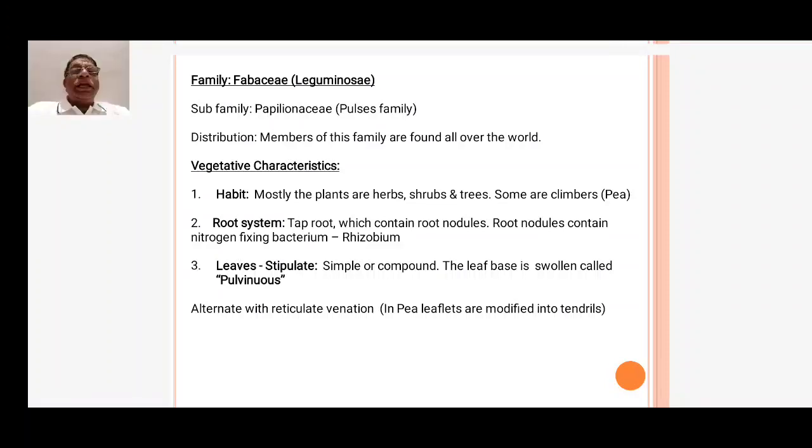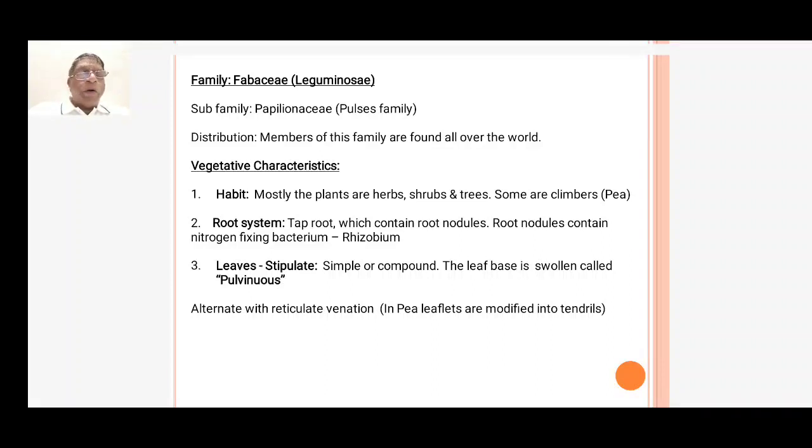ಅದಕ್ಕೋಸ್ಕರನೇ ಈ ಬೆಳೆ ಬೆಳೆದ್ರೆ, ಕಡಲೆ ಗಿಡ, ಶೇಂಗಾ ಗಿಡ ಬೆಳೆದ್ರೆ ಭೂಮಿಗೆ ಗೊಬ್ಬರ ಹಾಕಿದಂಗೆ ಆಗುತ್ತೆ, ನಾವು ಫರ್ಟಿಲೈಸರ್ ಆ್ಯಡ್ ಮಾಡ್ದಂಗೆ ಆಗುತ್ತೆ. The soil becomes more fertile because of nitrogen-fixing bacteria. Next, leaves. The leaves may be simple or compound.